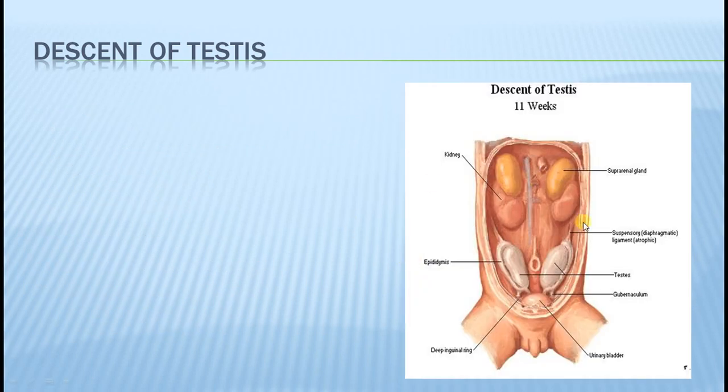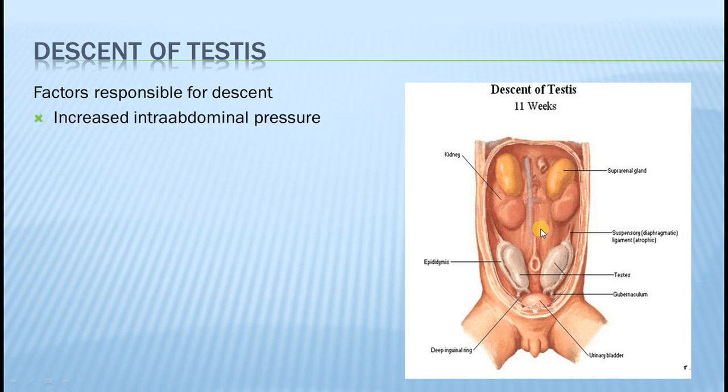Now, what are the main factors which are responsible for the descent of the testis? There are so many factors which are enumerated. I will also enumerate these factors. Increased intra-abdominal pressure. So slowly the coils of intestine are growing, increasing in length. As the intestines grow, there is lack of space and all the abdominal organs are enlarging. So this pressure might act as a driving force for the testis to move downwards.